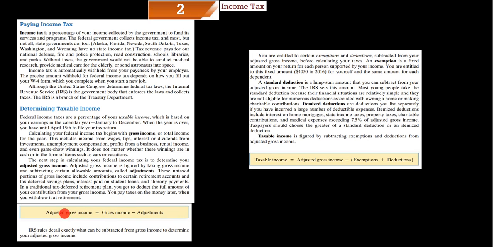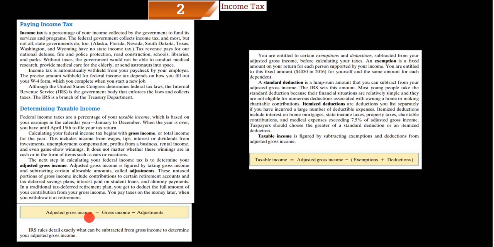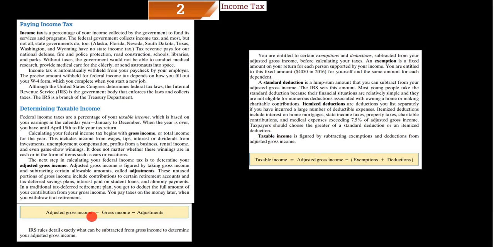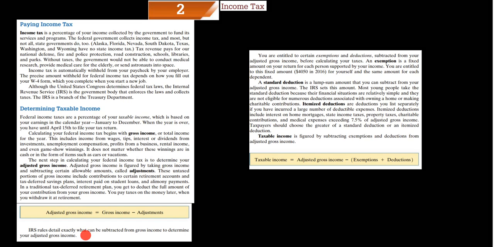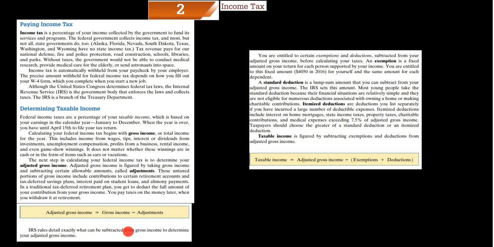So, adjusted gross income, and I'm going to re-snip these two boxes whenever we get to the example because they're very important. So the adjusted gross income is your gross income minus the adjustment. And again, I'll tell you about the adjustment here in a moment. The IRS rules detail exactly what can be subtracted from gross income to determine your adjusted gross income.